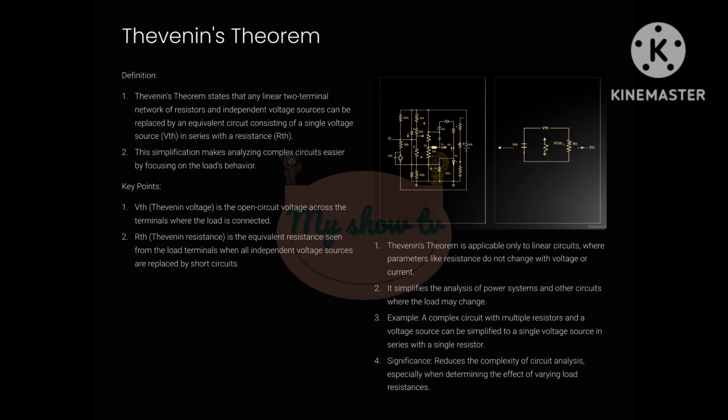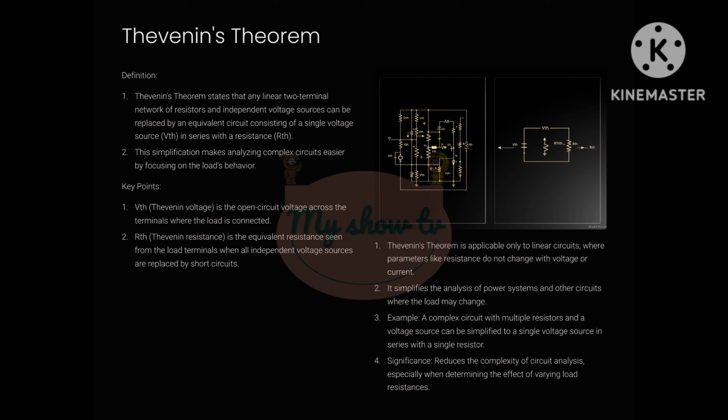Now let's understand each part. Thevenin voltage, often written as VTH, is the open circuit voltage measured at the two terminals where the load is connected. Open circuit means no current is flowing, we simply measure the voltage. Thevenin resistance, written as RTH, is the resistance looking back into the circuit from the load terminals, but with all independent voltage sources replaced by short circuits. That means we consider their internal resistance only.